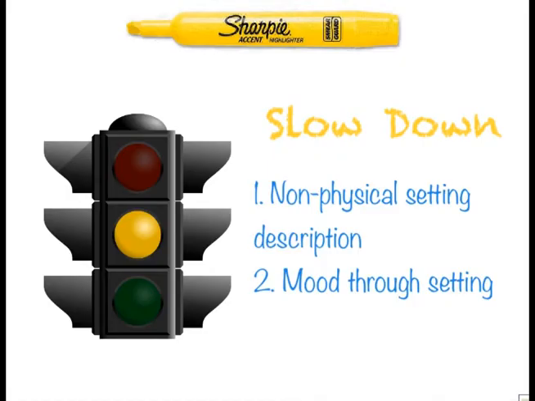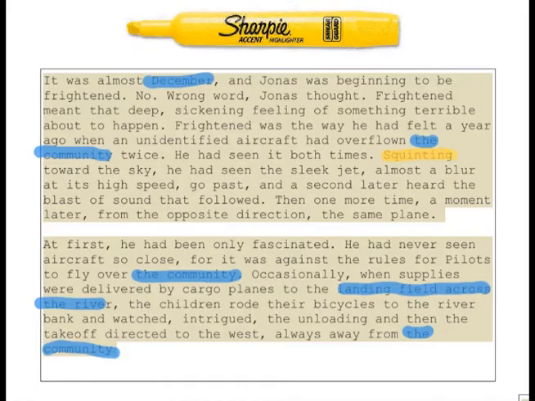The first thing I see to highlight in yellow is squinting toward the sun. This tells me that it was daytime when Jonas was frightened by the plane. The next thing I noticed was that it was against the rules for pilots to fly over the community, which tells me that the community has rules and that this is one of them. The text also tells me that food is at least sometimes delivered by cargo planes.